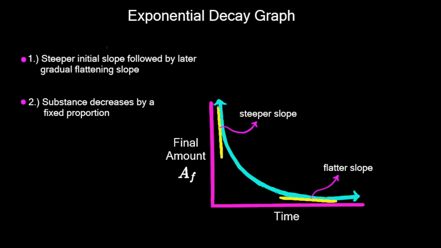It decreases by a constant percentage. This is why the graph has a steep slope at the beginning, indicating rapid early decay, followed by a gradual flattening slope, which reflects slower decay over time, as shown by the yellow tangent lines. So, to summarize, an exponential decay curve decreases by a fixed proportion or percentage over time. It does not decrease by a fixed amount. It has a constant half-life and a characteristic curved shape with a rapid initial drop followed by a slower decline.